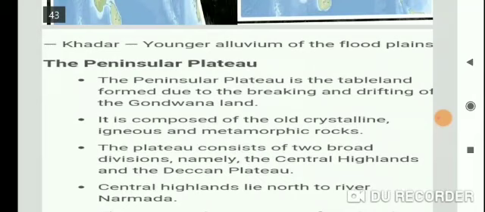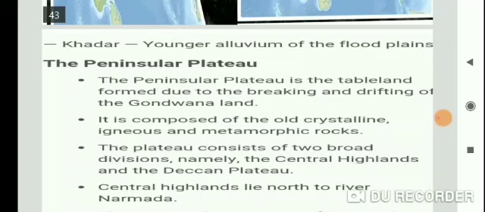And last topic, the peninsular plateau. The peninsular plateau is the tableland formed due to the breaking and drifting of Gondwana land. Its main importance is that this is the tableland composed of old crystalline, igneous and metamorphic rock. It was formed due to the breaking up and drifting of Gondwana land, and thus it is a part of the oldest land mass. The plateau has broad and shallow valleys and rounded hills.